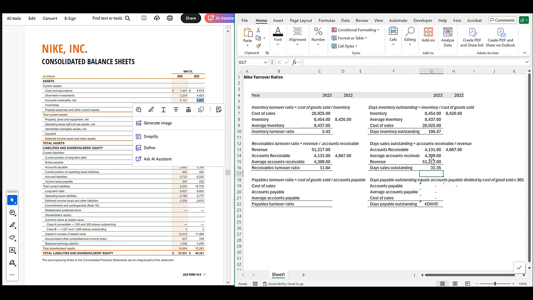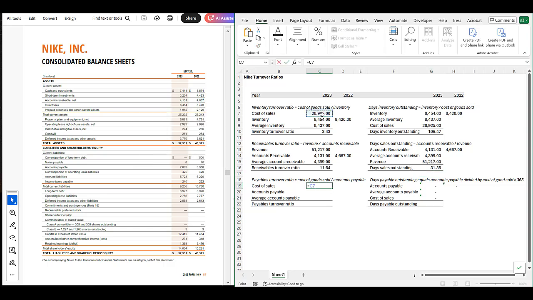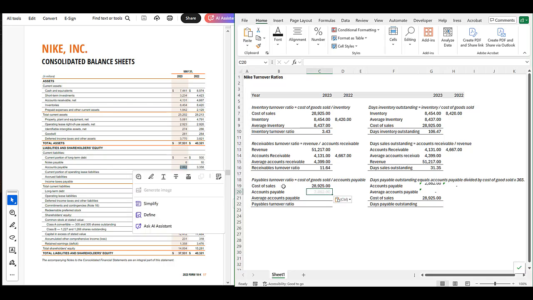Next, we can calculate the payables turnover ratio to see how many times Nike paid its payables. We need cost of sales and average accounts payable. We already have cost of sales. It was $28,925. Accounts payable is on the balance sheet. In 2023, it was $2,862, and in 2022, it was $3,358. This gives us an average of $3,110. $28,925 divided by $3,110 equals 9.3. Nike paid its accounts payable roughly 9 times in 2023.